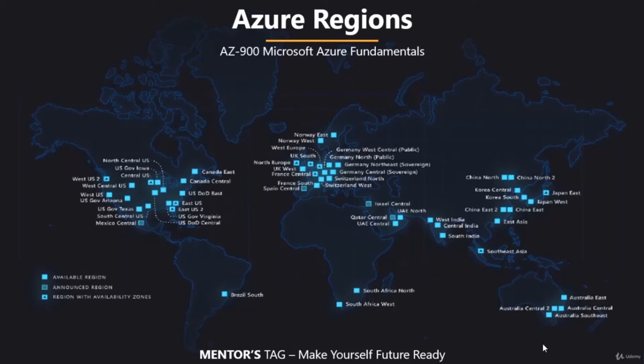We will focus more on Azure regions and different kinds of resources which are available in these regions when we talk about concepts like high availability and geo-replications. I hope you're clear with all these Azure concepts. Let's move on with some practical hands-on now.